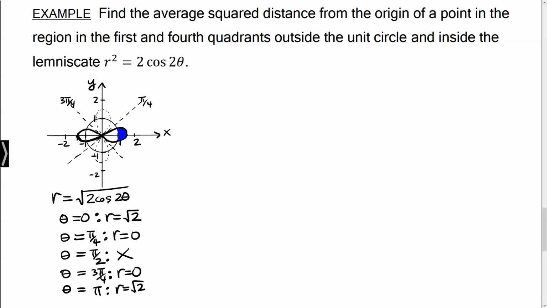So that's the one we're looking at. Now to figure out the limits here, we need to figure out where these two meet, because we need to know what is the value of theta there, and what's the value of theta there, where they intersect. So that means we need to solve a little system of equations, so let's go ahead and do that.